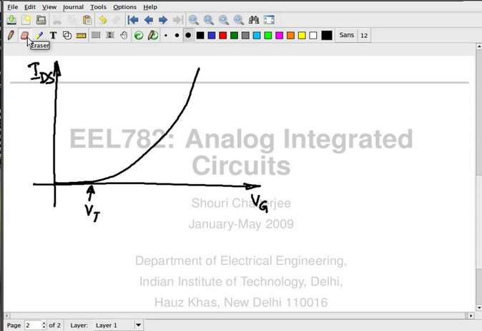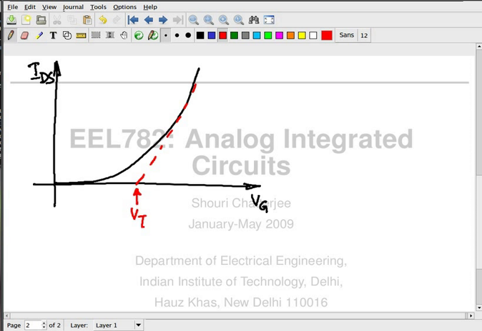Actually, this is not the definition of VT. VT is defined as this point. Some asymptote you draw and where it intersects. Anyway, it really doesn't matter where all these numbers are. It matters if you are doing a course on modeling the MOSFET, but not for us.